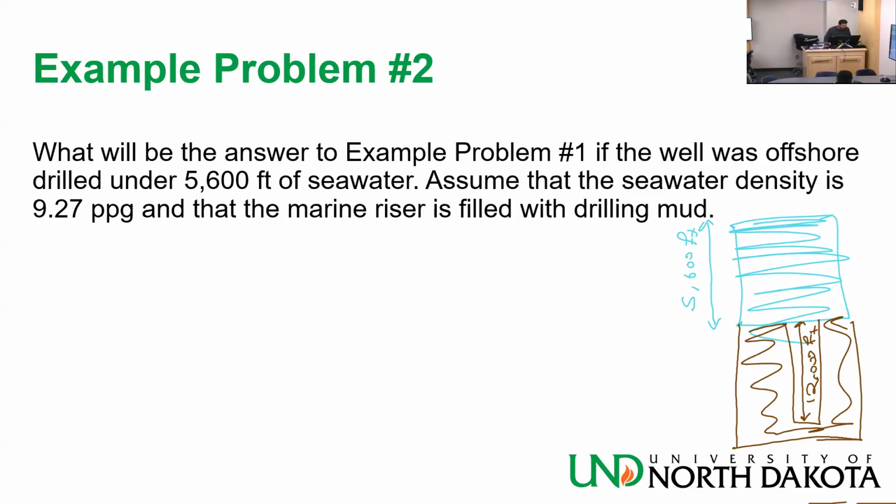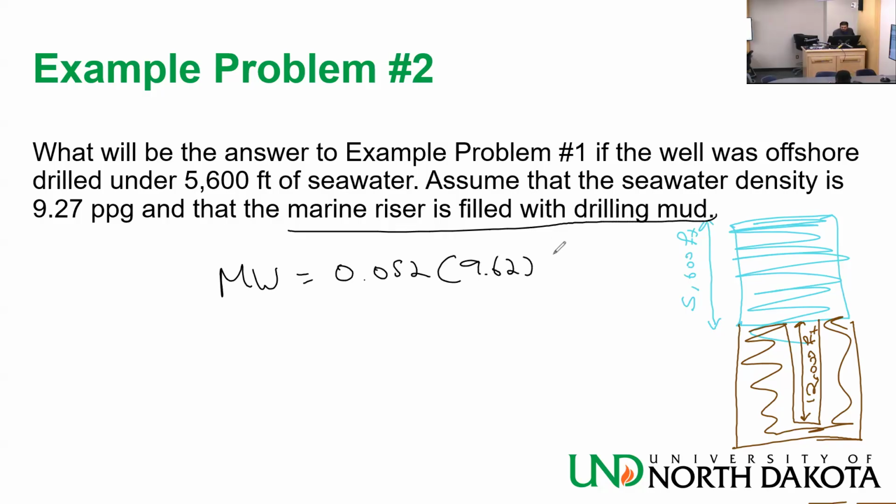Does this matter? No, it does not matter, because I have the marine riser, I have drilling fluid. So I have 0.052 times 9.62, which is my favorite mud weight, times 12,000 plus 5,600. I add this up. What is it? 17,600. And I divide that by 2, because this times this makes 0.5, right?